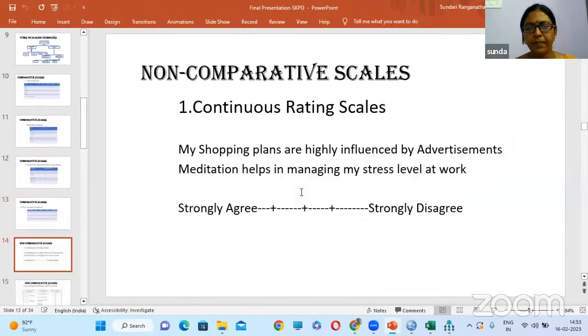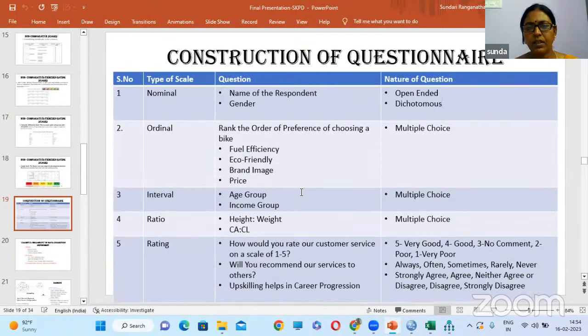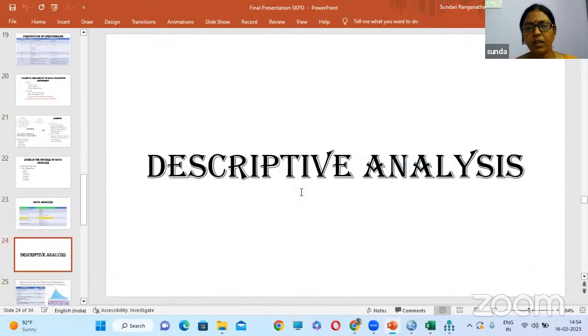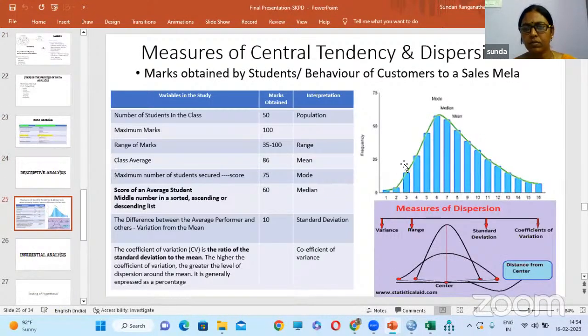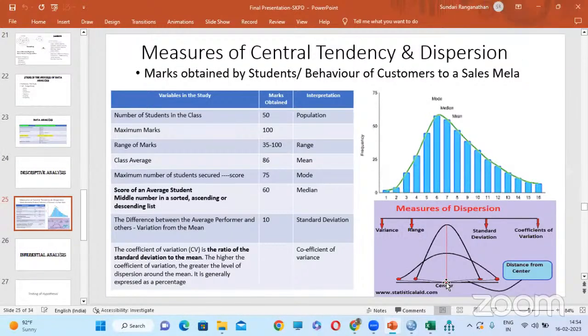It shows the variation between your center, and this is your class average. The center point is your class average. The plus and minus, that is your standard deviation. How much your other students are deviating from the standard, that shows the range. So 35 to 100 is the range.